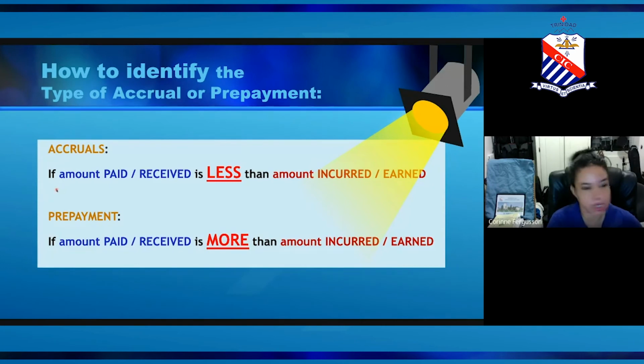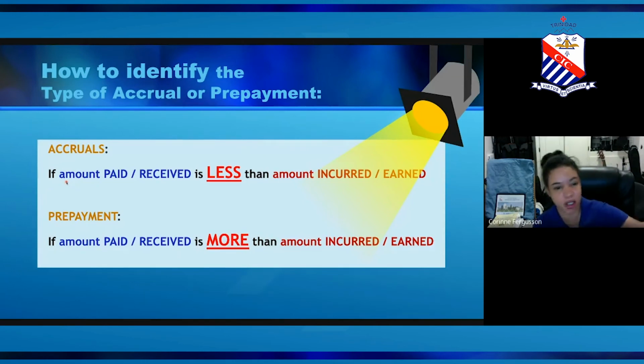So this is one, just focusing. What are the two things that you're going to be comparing for the activity that you're going to get, which is very easy? You're going to finish that in no time. Amount paid or received, comparing that to the amount incurred or earned. So if they don't tell you outright, this is amount owing or this is amount prepaid, you're going to have to look for these two figures and compare them. And if the amount received or paid is less, that's an accrual. But if it is more, it is a prepayment. As easy as that.